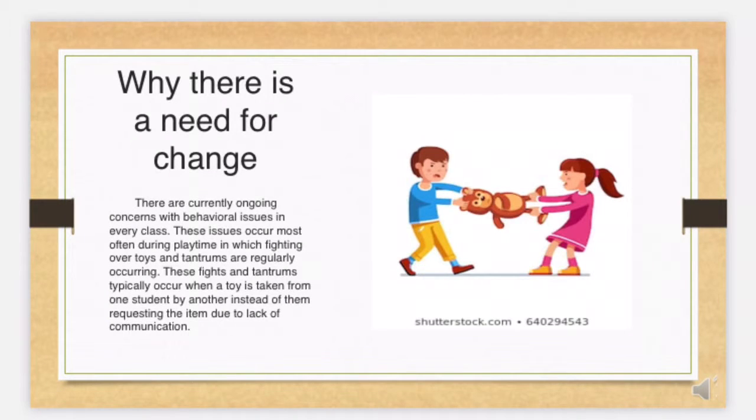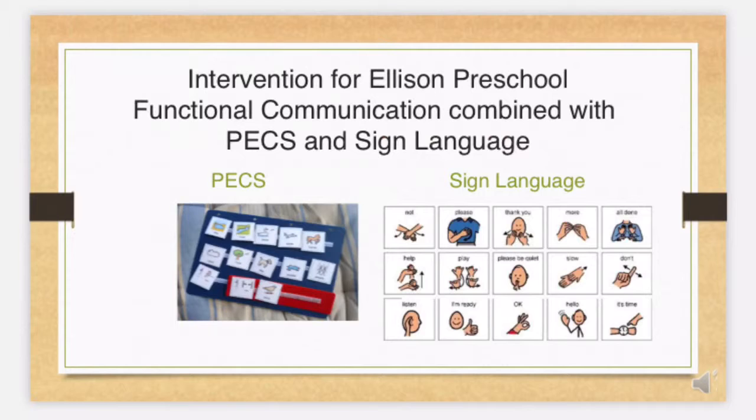Why is there a need for change? There are currently ongoing concerns with behavioral issues in every class. These issues occur most often during playtime, in which fighting over toys and tantrums are regularly occurring. These fights and tantrums typically occur when a toy is taken from one student by another instead of them requesting the item due to lack of communication.